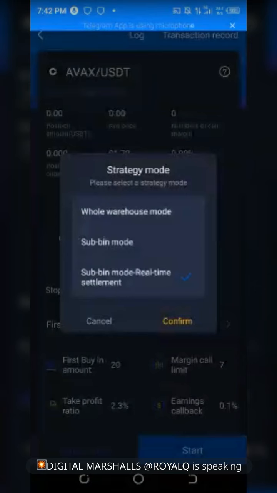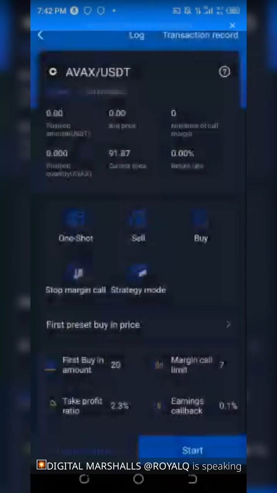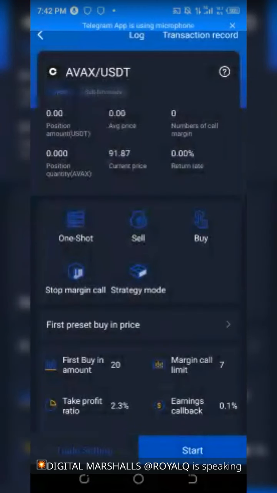Real-time settlement. In our sub position, we are telling the robot that when it gets to call number 5, call number 6, call number 7, I want you to immediately take my profit for me as and when the market gets into profit at market price. I don't want you to wait or hold my profit. I want you to release it for me immediately into my exchange account, my Binance account. Then you click on confirm. And this is how we set our cycle trade.